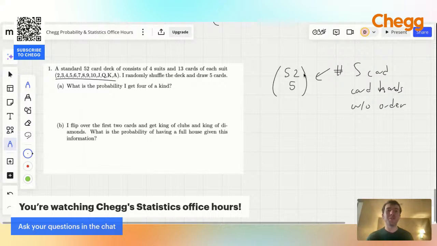This 52 choose 5 is a very common thing. This n choose k is the number of subsets of size k from a set of size n, without ordering. That's a very, very common combinatorics concept. So I would love to help with more combinatorics. I love combinatorics and probability.